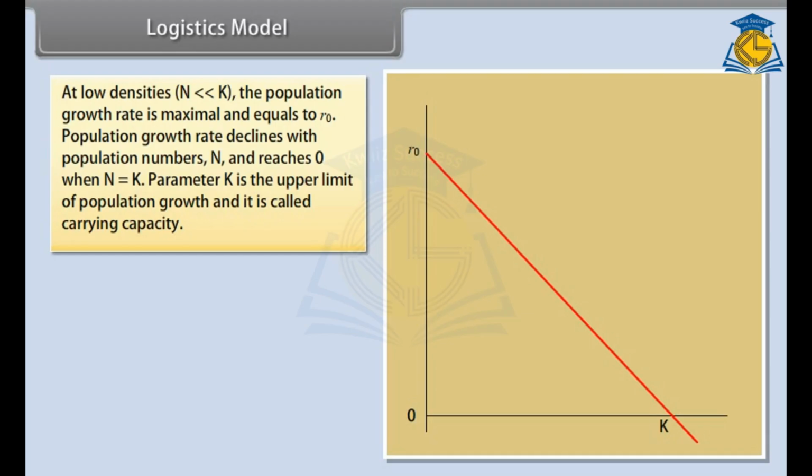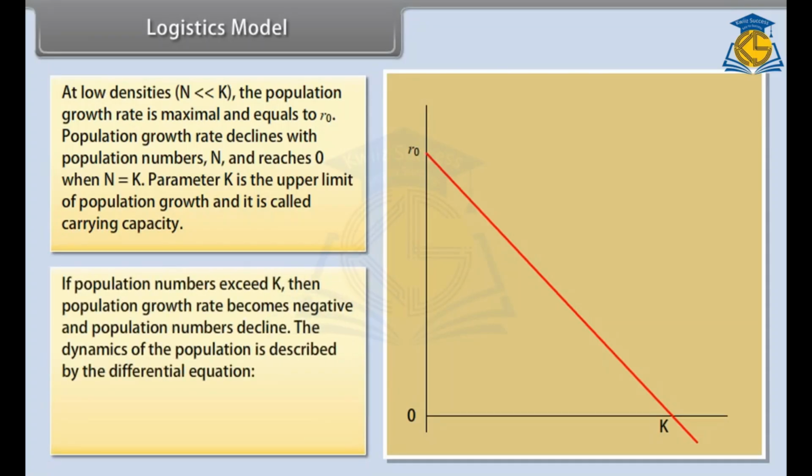Parameter k is the upper limit of population growth and it is called carrying capacity. If population numbers exceed k, then population growth rate becomes negative and population numbers decline. The dynamics of the population is described by the differential equation dn by dt equals Rn equals R0 n into 1 minus n by k.